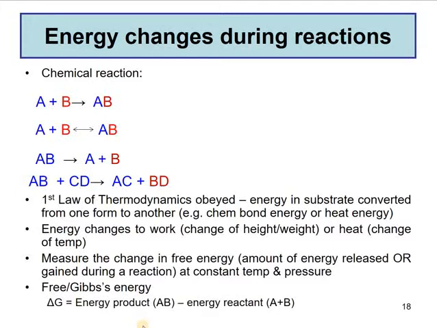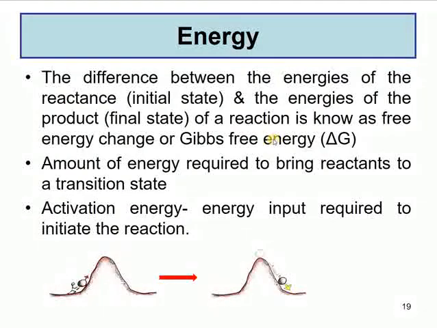So based on this, we get to what we call the free energy, or the Gibbs free energy, which we calculate with the formula delta G equals the energy of the product minus the energy of the reactant. In that way, we'll be able to get the free energy. So the difference between the energies of the reactant and that of the final product is known as the energy change, or the Gibbs free energy.